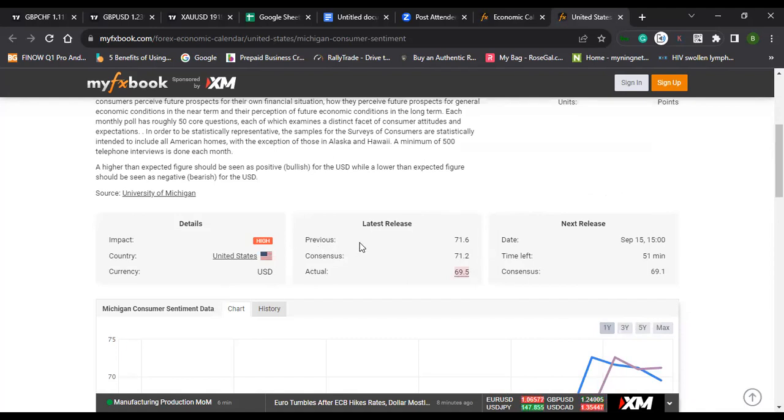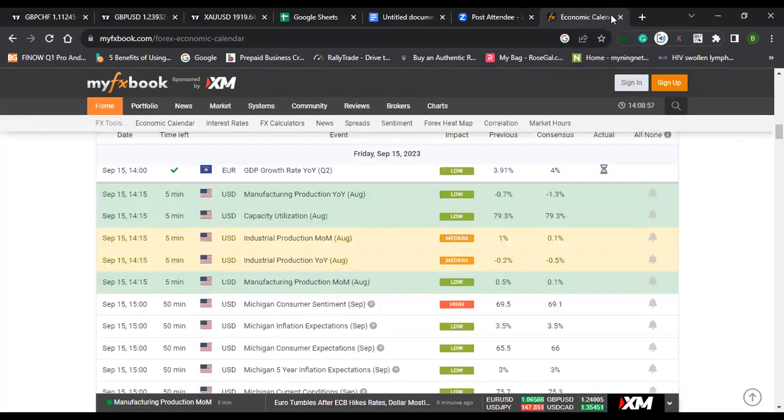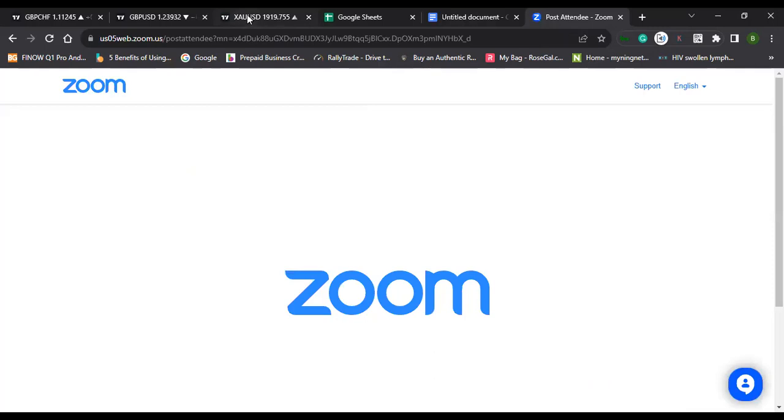If the news comes out higher than expected, a higher than expected figure should be seen as bullish. And obviously, the reverse is the case. If it's lower, it is bearish, right? So let's just see how it goes on this one.